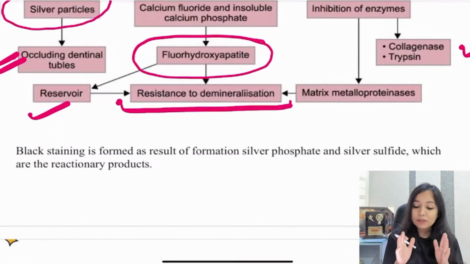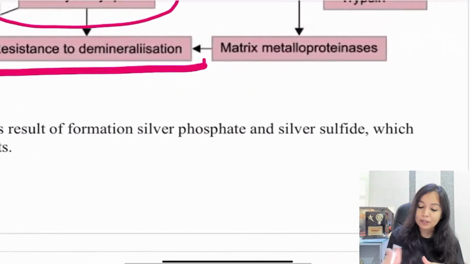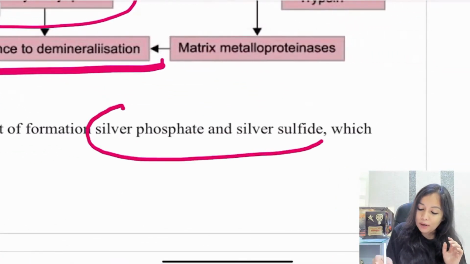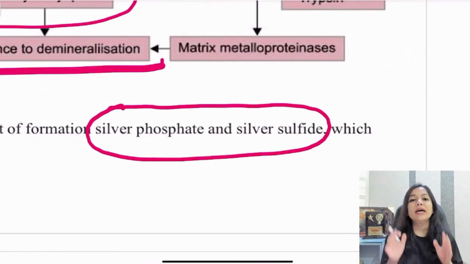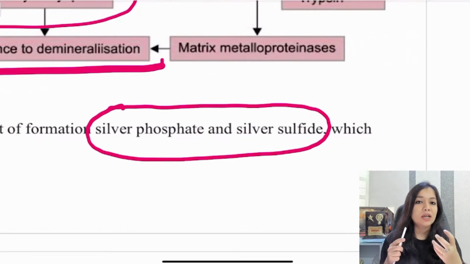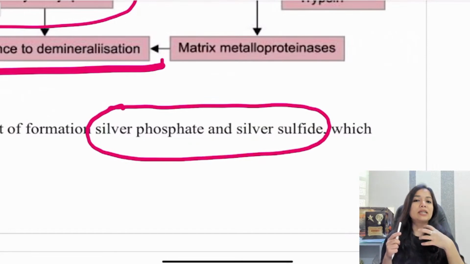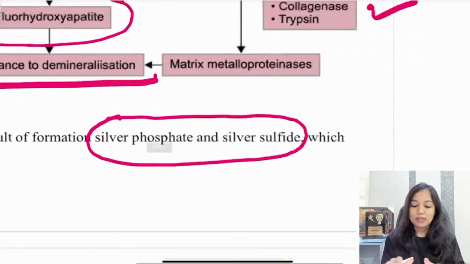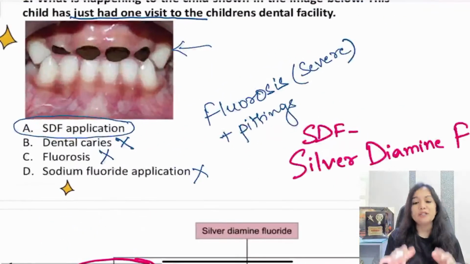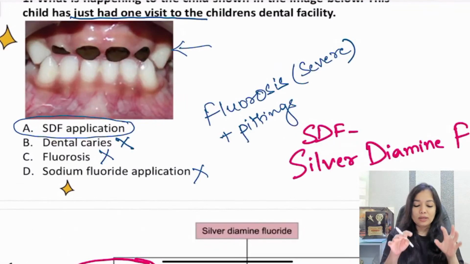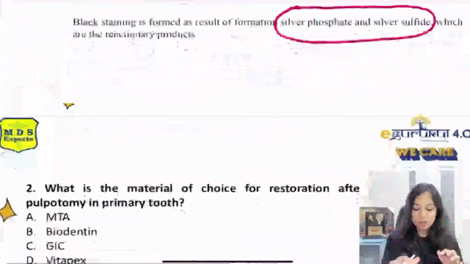Now, why does it leave the tooth discolored? It is because of the compounds formed during the reaction between silver diamine fluoride and hydroxyapatite. This entire reaction gives out two compounds, silver phosphate and silver sulfide, which give an initial yellowish discoloration to the tooth, and as soon as it is exposed to air, it turns dark black or dark brown. So this is what has happened with this child in the first question. There was SDF application done on his tooth.